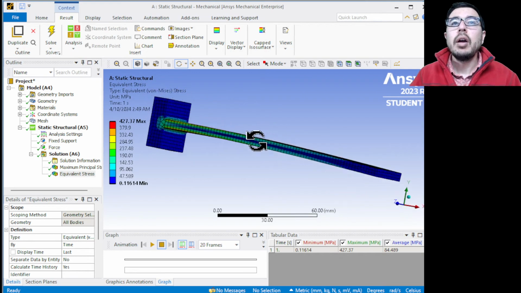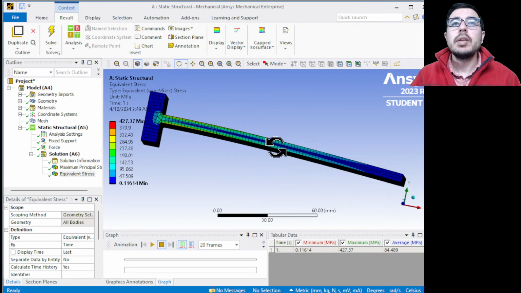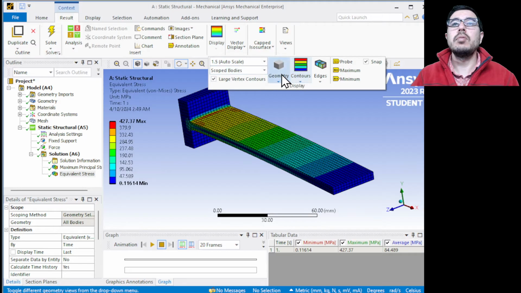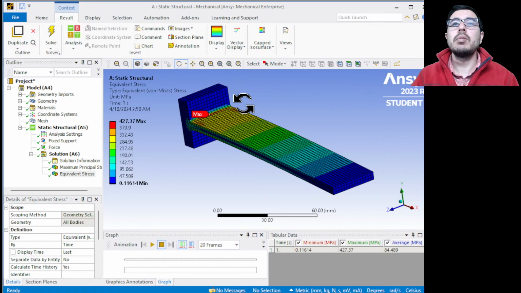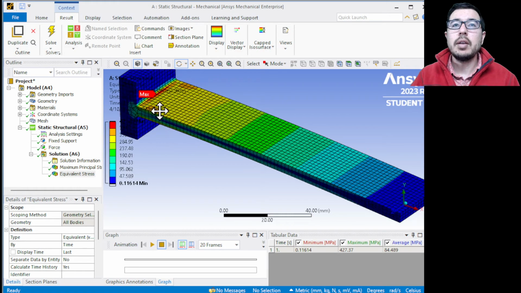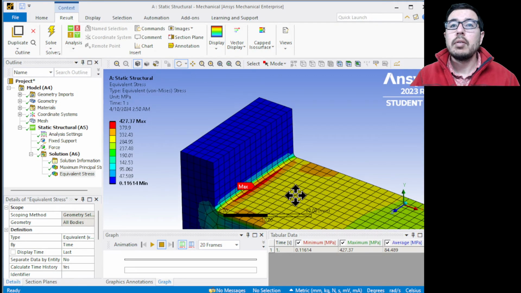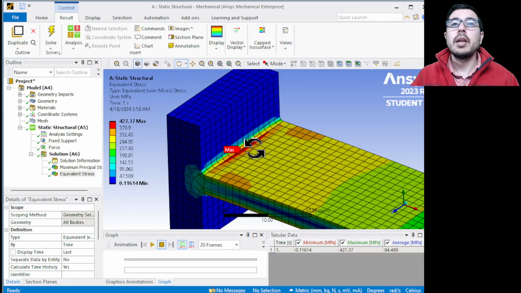All right, so what do we see here? We see that the equivalent stress, the von Mises stress, is showing a max of 427 megapascals. And if we go to the max probe, okay, it's on the top, kind of about where you would expect it, okay, up here, right, at the edge.